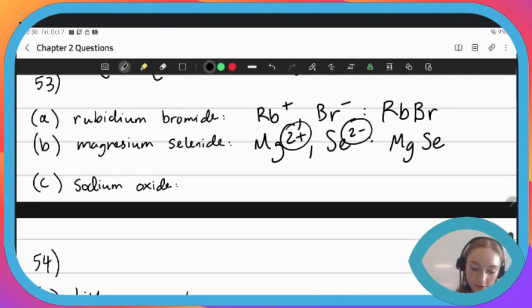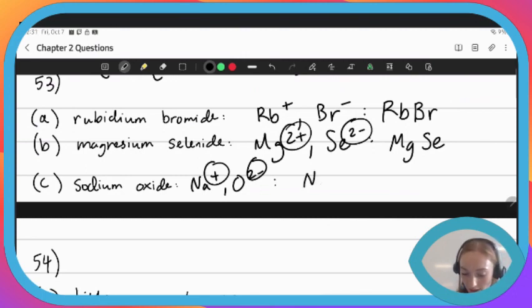So let's move on to 53C. We have sodium oxide. Since sodium has a symbol of Na and it has a plus charge, and oxygen has a charge of 2 minus, we don't have a 1-to-1 ratio here, so we'll need 2 sodiums to neutralize the oxygen. And so that looks like Na2O. So that's what sodium oxide looks like.